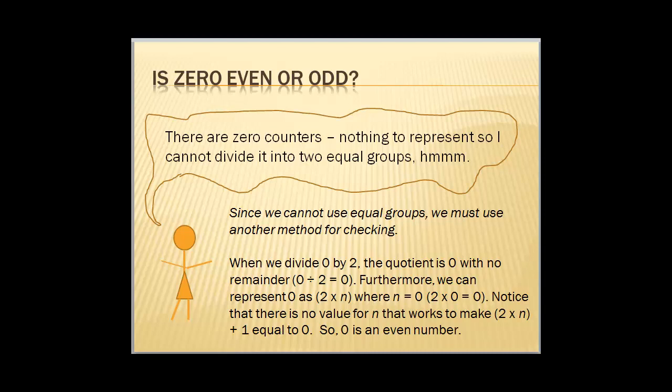When you divide 0 by 2, it's 0. When you divide 0 by anything, it's going to be 0, with no remainder. So that right there, there's no remainder. That right there is going to tell you that 0 is considered to be an even number.